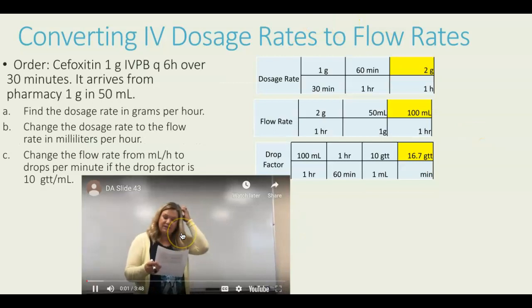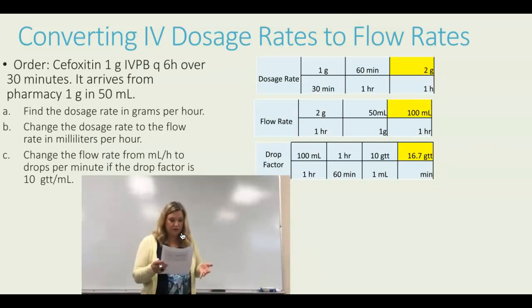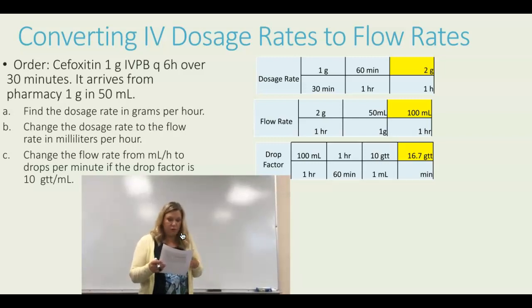Now we're converting IV dosage rates to flow rates. So let's start with this. We have three parts to this problem, or three questions it's asking us to do. We're kind of breaking it down.